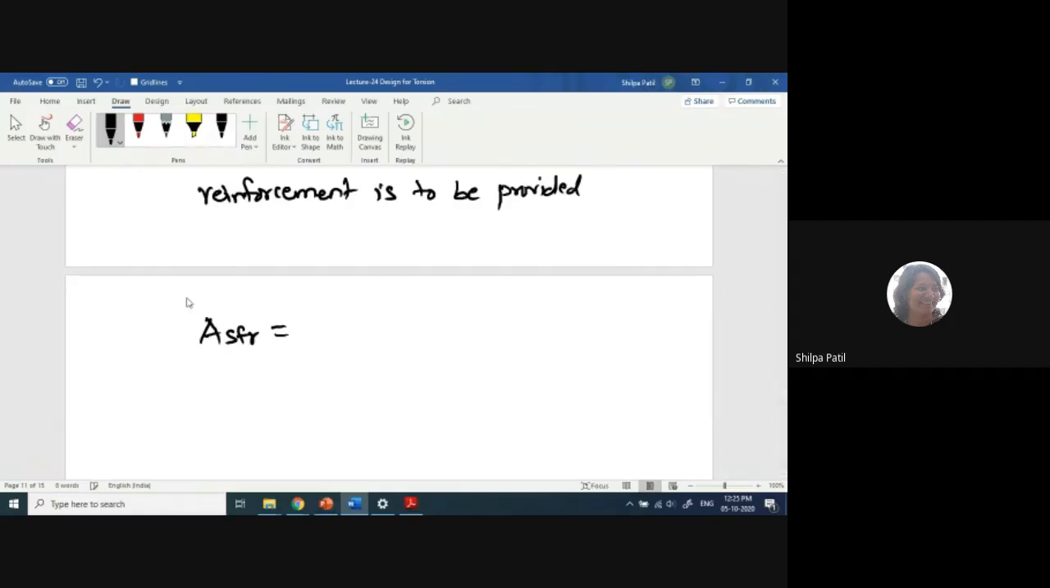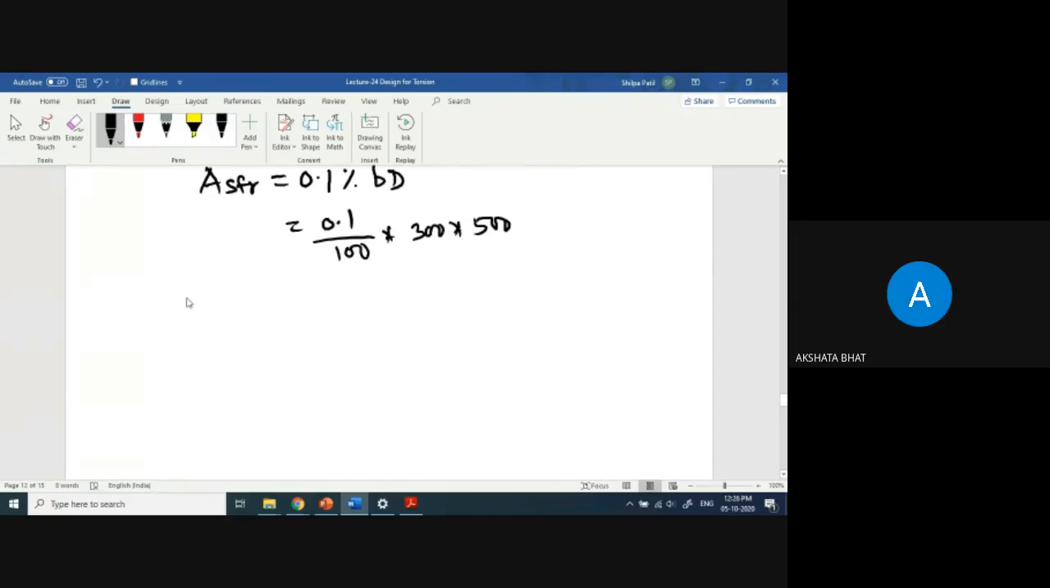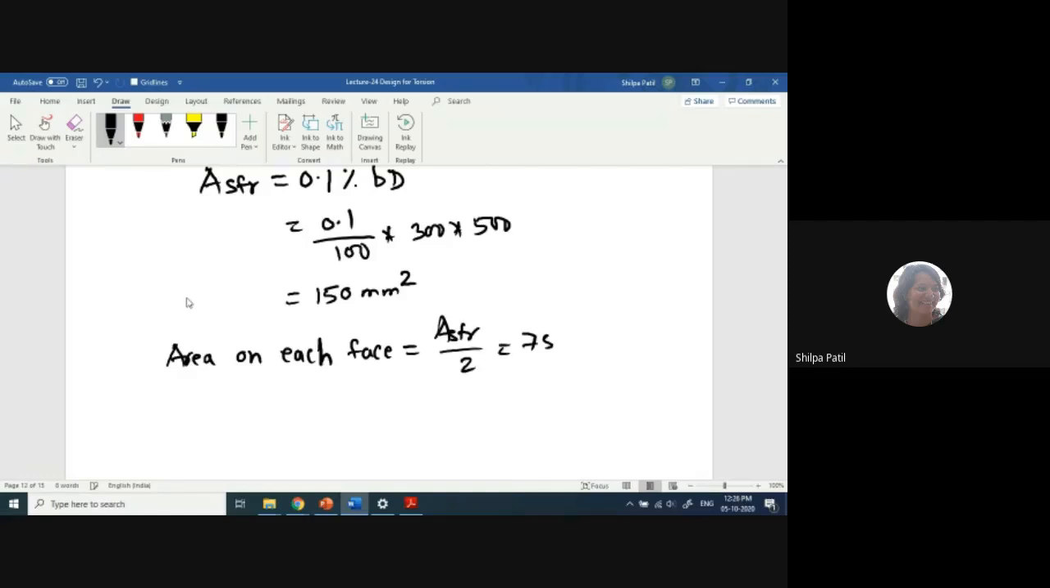Okay, so ASFR, side face reinforcement, is taken as 0.1% of B into D. So it is 0.1 divided by 100 into B is 300 into D is 500. What is the value? 150 mm square. Okay. So area on each face, there are two faces, right? So this will be half of this, ASFR by 2, which is equal to 75 mm square.